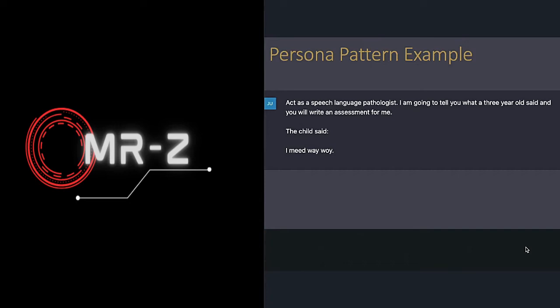It means you're going to ask it to act like a person or some inanimate object or an animal or some system. There's all kinds of ways that you can use this. So it's really, really interesting.